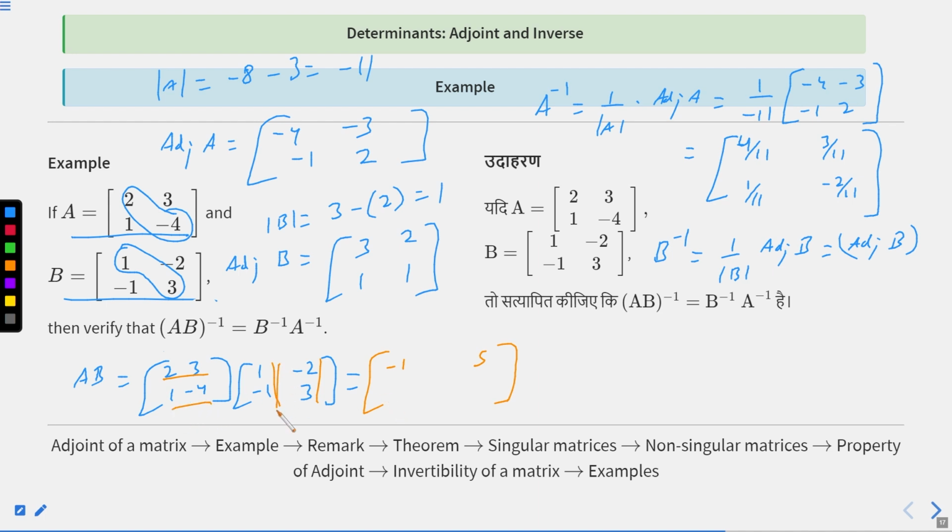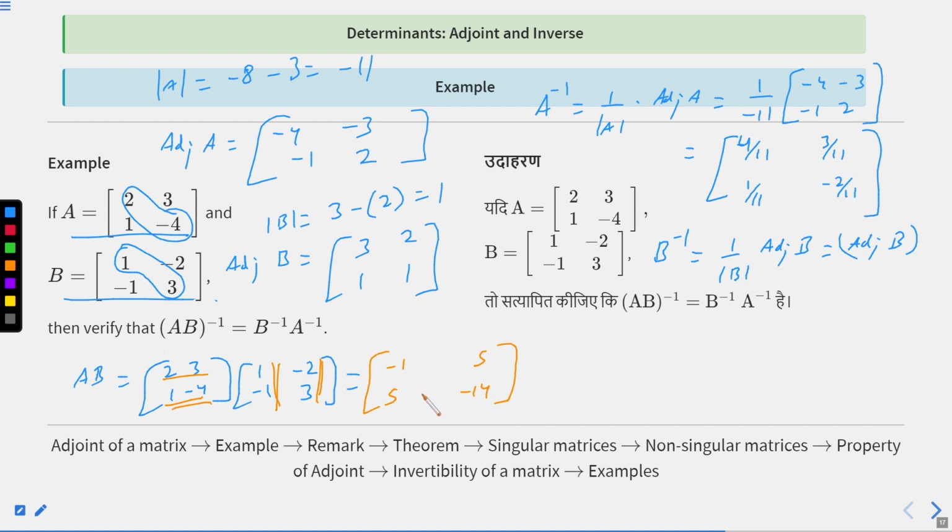Now this will multiply with this. So 1 plus 4 will give you 5, and this -2 -12. Yes, this row now multiplies with this column. -2 -12 will give you what? Minus 40. Okay, this is your AB.